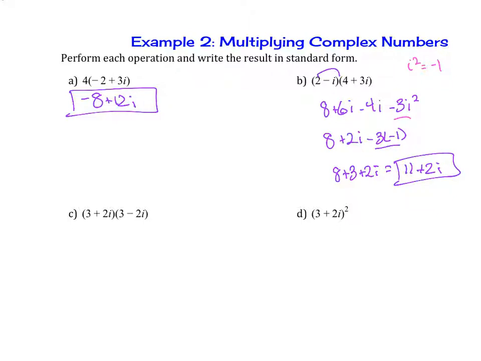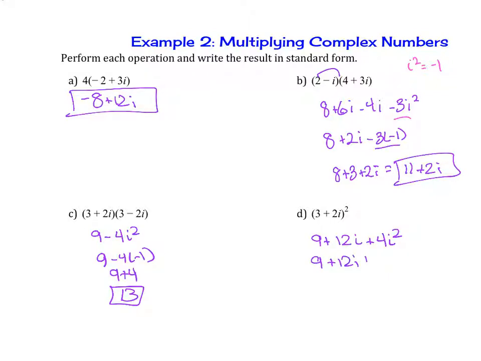The next one, we know this is the a plus b, a minus b pattern. So this is 9 minus 4i squared. So this is 9 minus 4 times a negative 1, or 9 plus 4. So this answer is 13. The last one, this is 9 plus 3 times 2 is 6, so that's 12i plus 4i squared. So this is 9 plus 12i plus 4 times negative 1, or 9 minus 4 plus 12i. So this is 5 plus 12i.